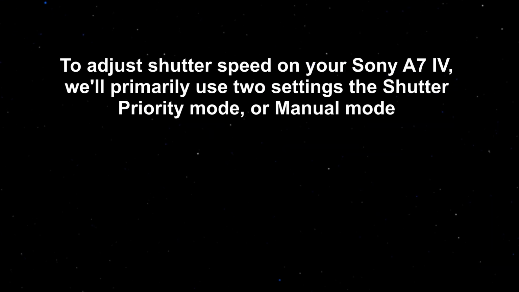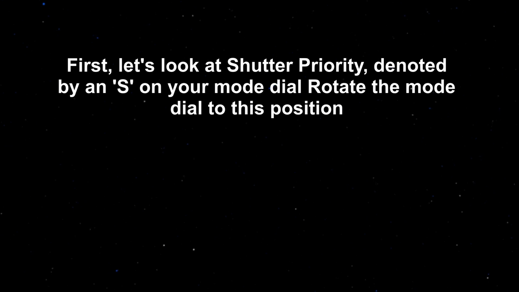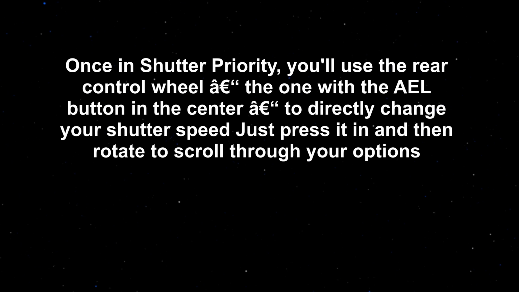blur. To adjust shutter speed on your Sony A7 IV, we'll primarily use two settings: the shutter priority mode or manual mode. First, let's look at shutter priority, denoted by an S on your mode dial. Rotate the mode dial to this position. Once in shutter priority, you'll use the rear control wheel, the one with the button in the center, to directly change your shutter speed. Just press it in and then rotate to scroll through your options.